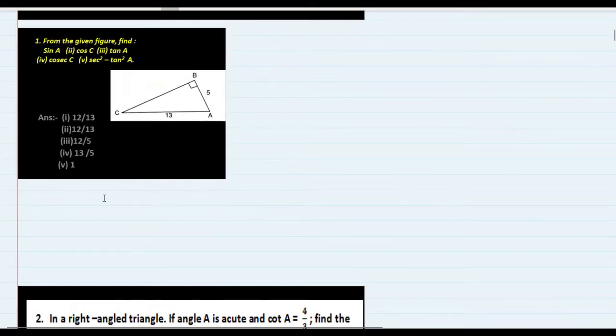We have answers as well for us to check. From the given figure, find sine A, cos C, tan A, cosec C, sec square A minus tan square A. So this will be sec square A. Just mention over here sec square A minus tan square A. Here A is not written, that's why I'm just mentioning it over there.